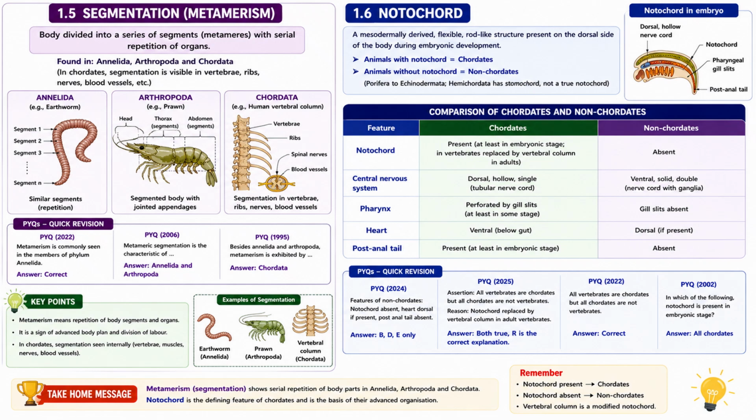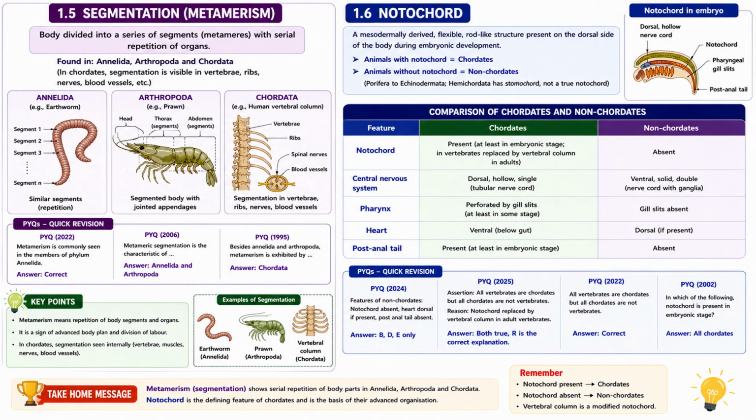Pharynx is perforated by gill slits at least in some stage in the chordates, and in the non-chordates gill slits are absent. Heart is ventral, below the gut, in case of chordates, and heart is dorsal, if present, in the non-chordates. Post-anal tail is present at least in the embryonic state in the chordates, and in the non-chordates it is absent. You can study the previous year question and integrate the topics with the topic given here.